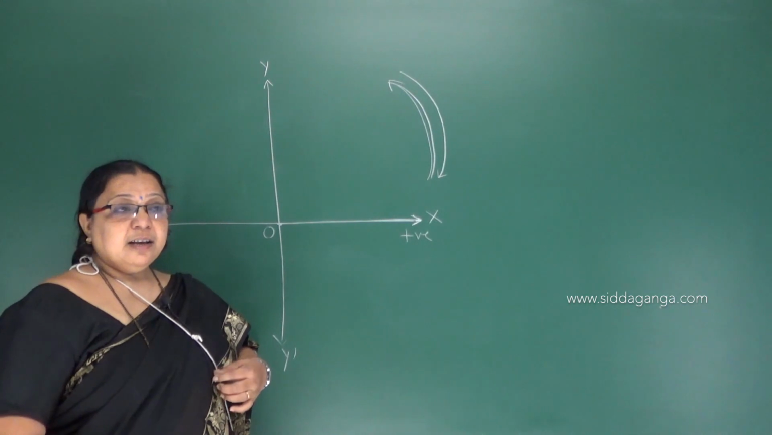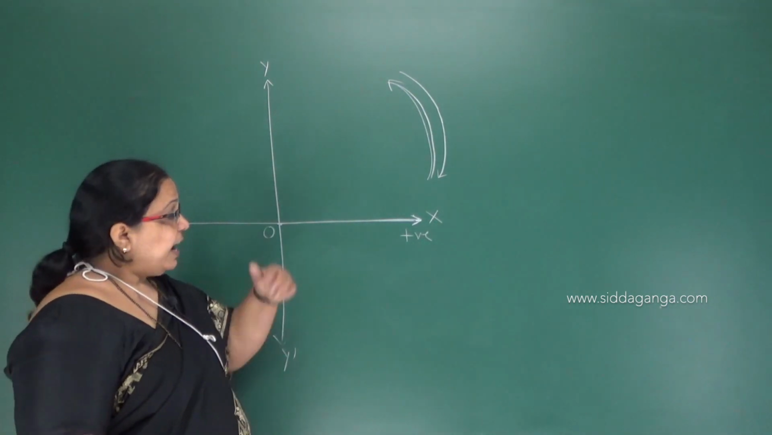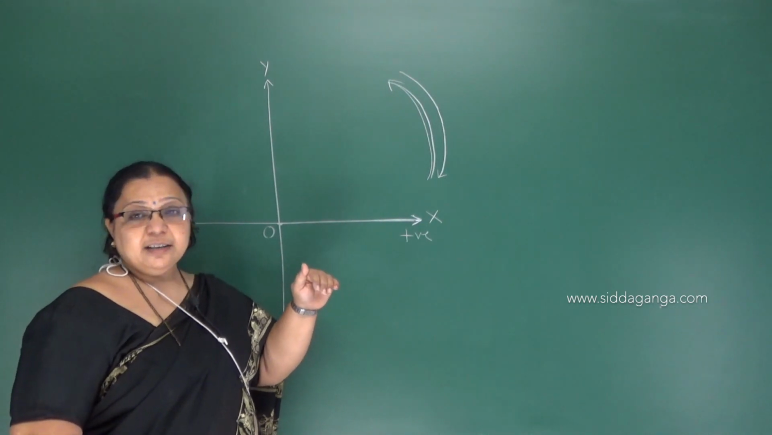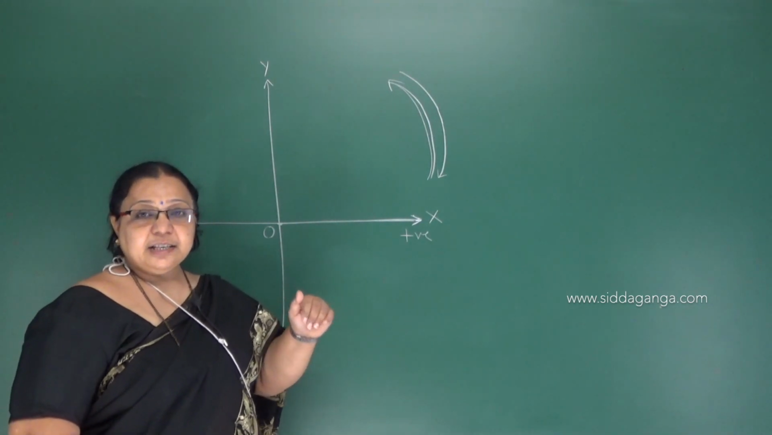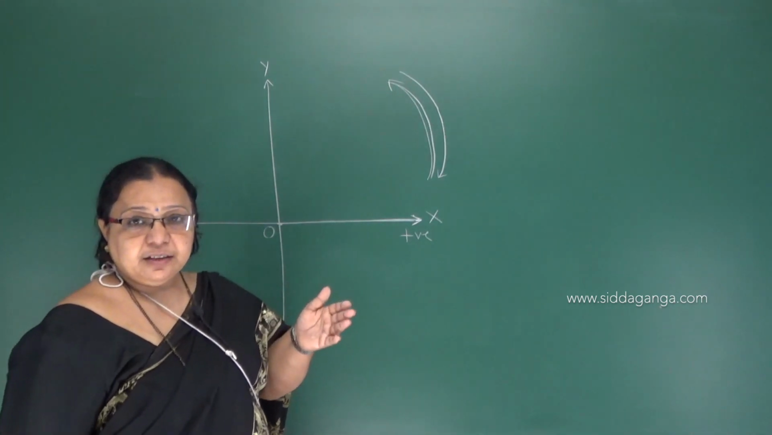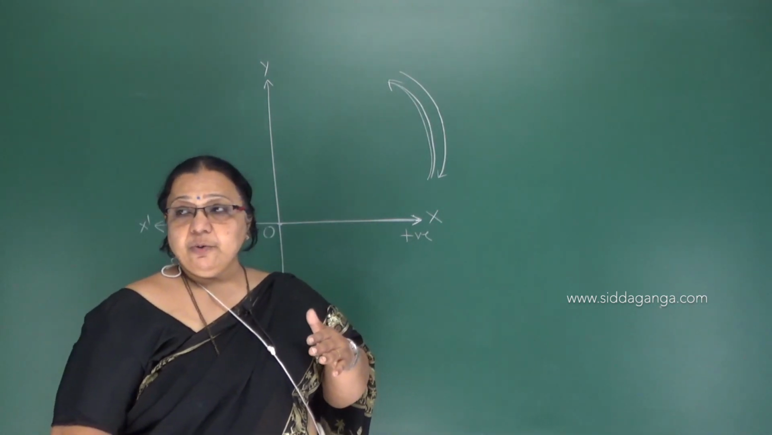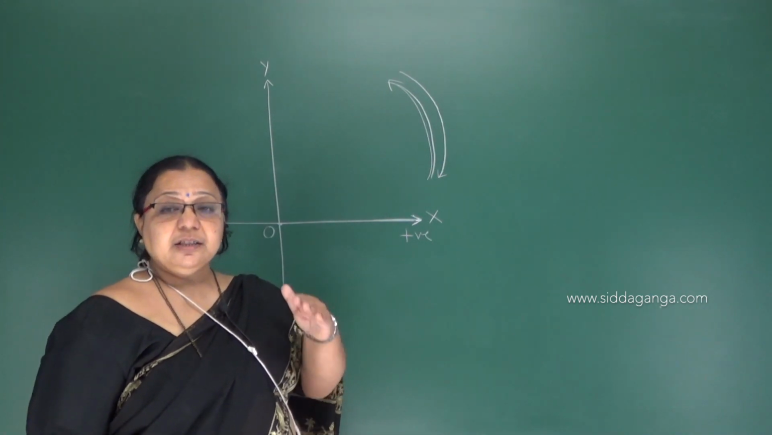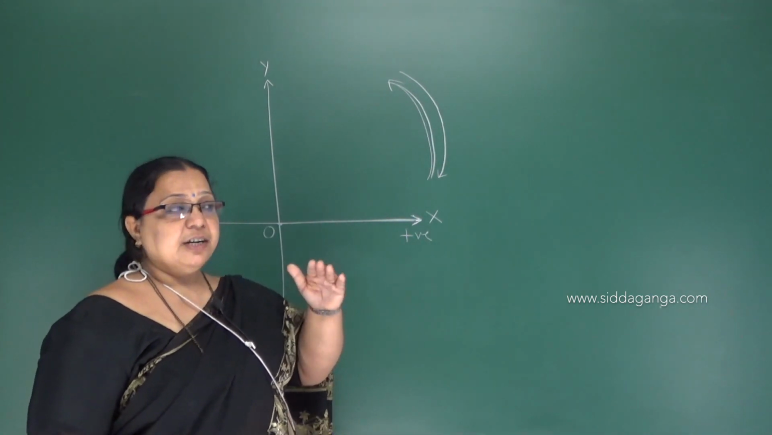So if we measure the angle in the anti-clockwise direction, then it is taken as positive sign. The angle is taken with the positive sign when the angle is measured in the anti-clockwise direction.